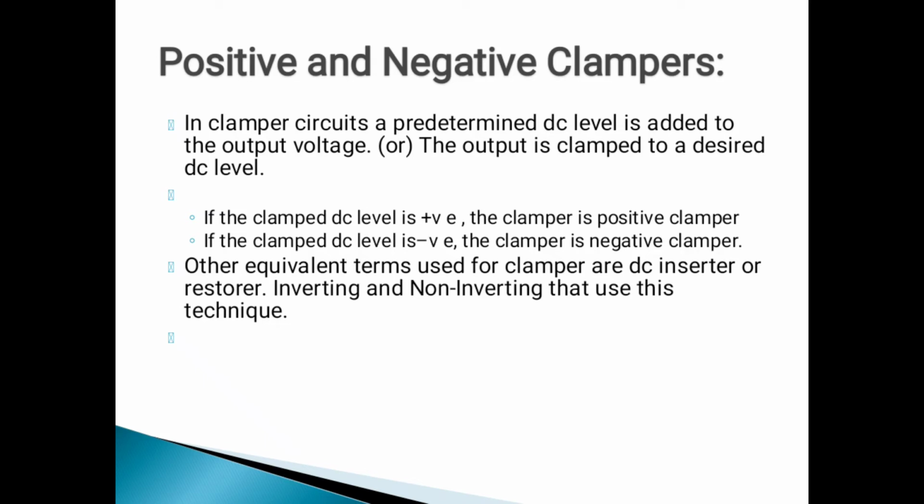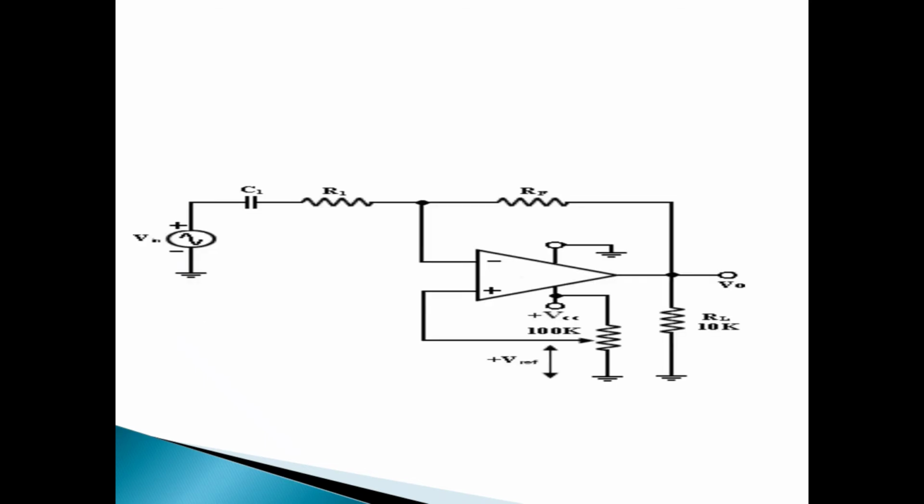In clampers, a predetermined DC level is added to the output voltage. The output is clamped to a desired DC level. If the DC level is positive, the clamper is positive. If the DC level is negative, the clamper is negative. This is the clamper circuit.